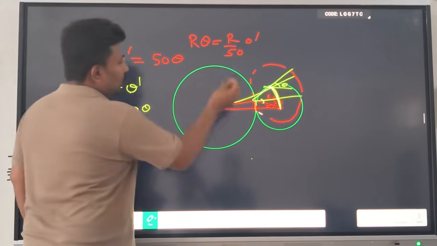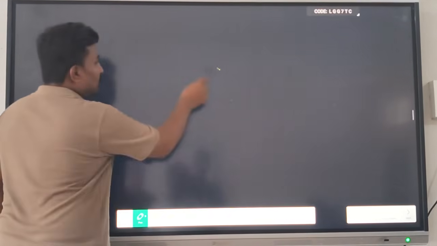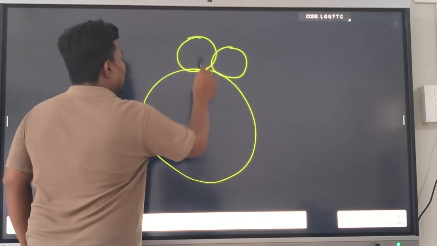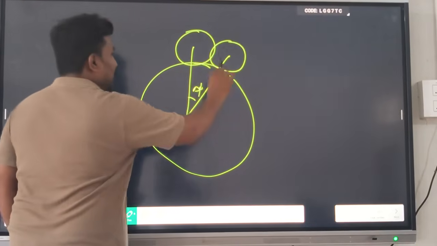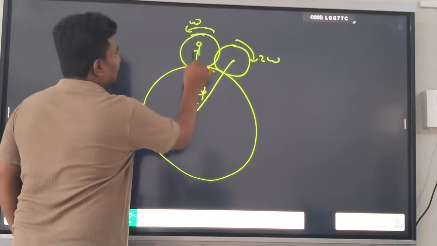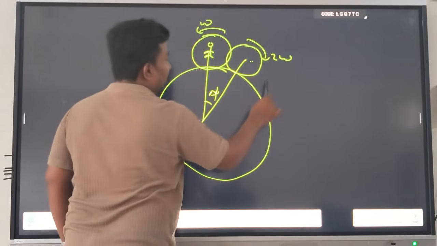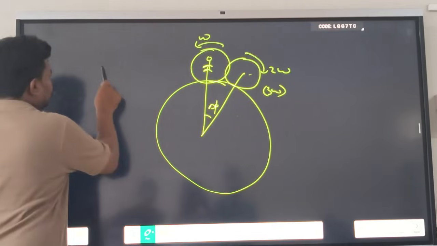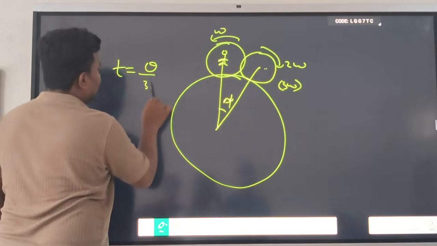Now there are two disks in the question. So let me draw another figure. So this is the bigger disk and we have two small disks, right? So this angle is given delta phi. So when this is rotating with omega and this is rotating with 2 omega, if I sit here and observe this disk, so this is rotating with 3 omega. So the relative velocity will be 3 omega, correct? So now time will be the total angle rotated divided by relative speed, that is 3 omega.